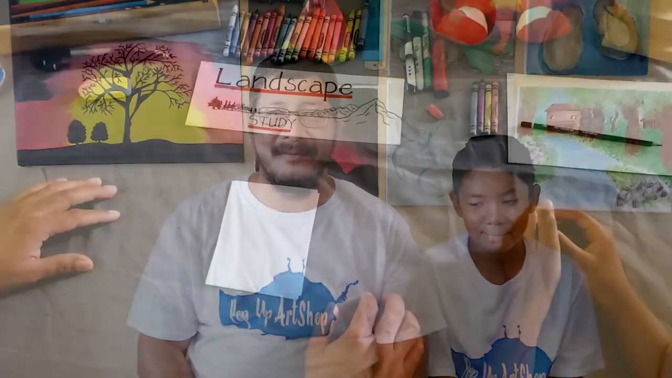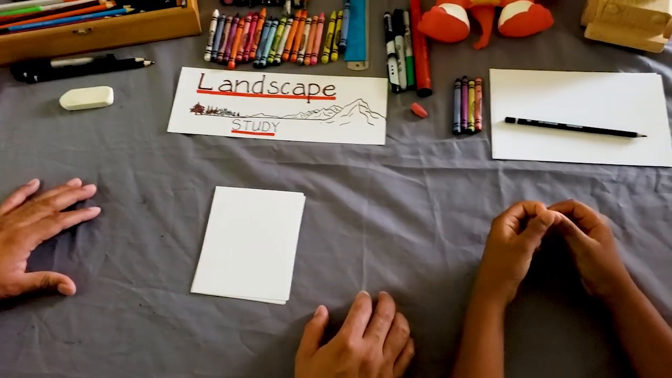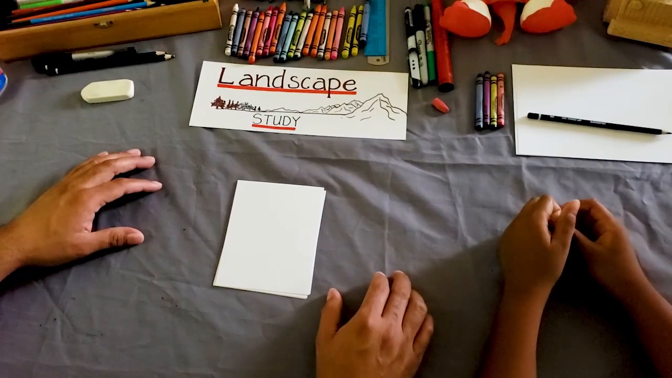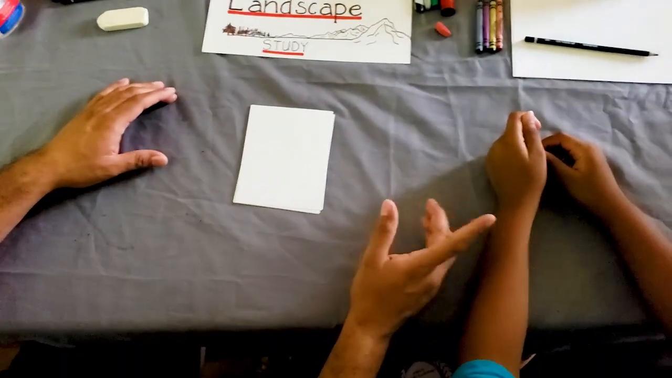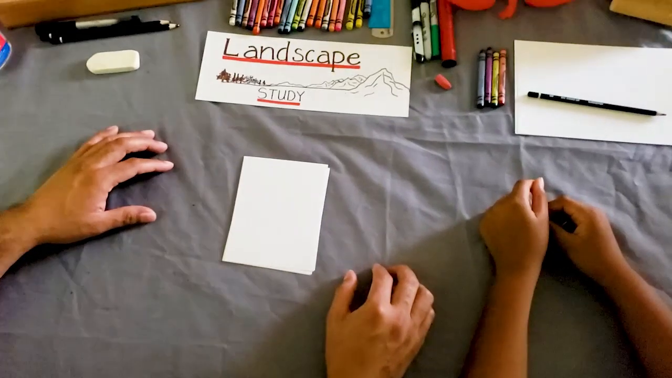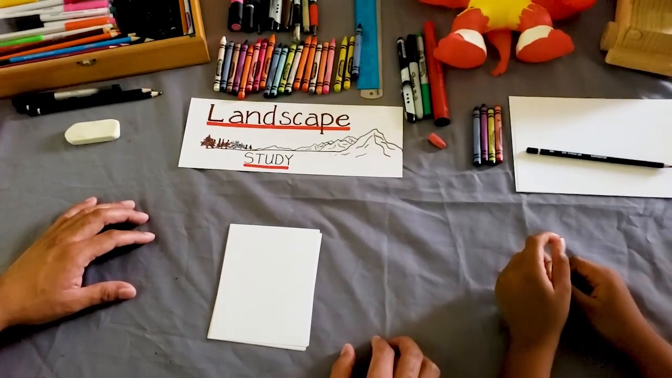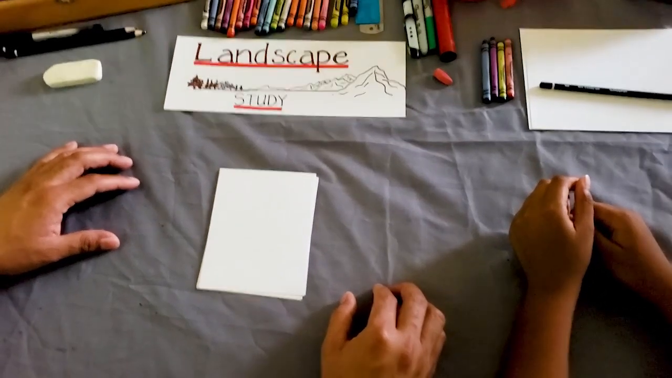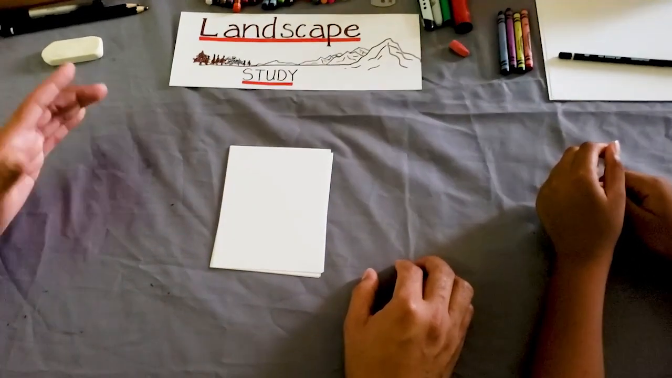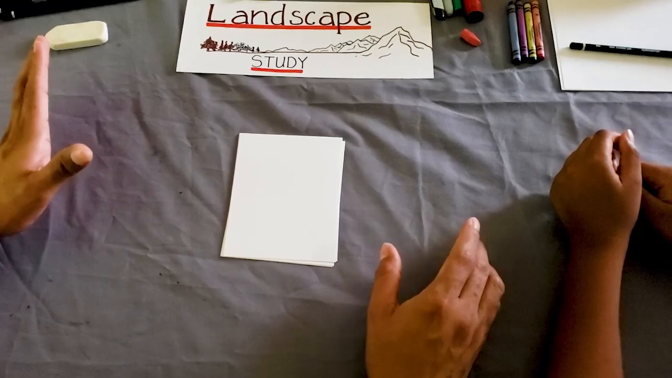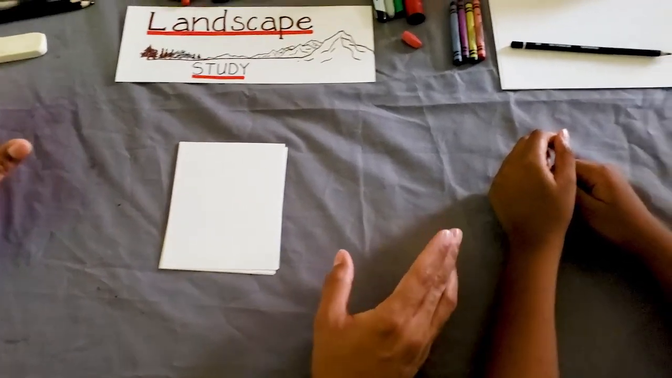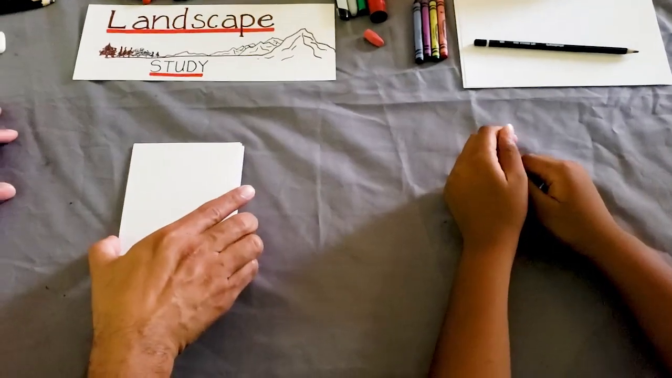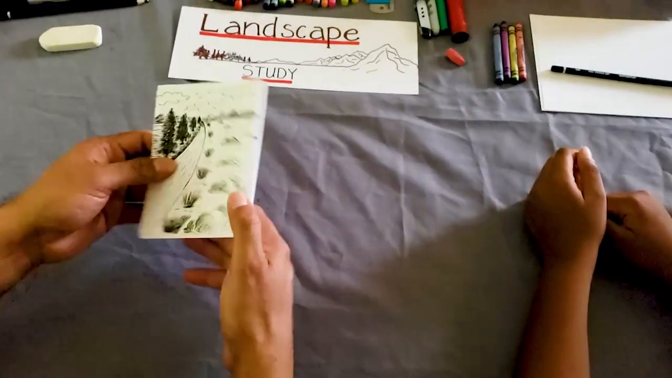Let's get started. Welcome back to another episode of Art Time with Kirkland Smith. Today we want to look at landscape study, or we're going to attempt to draw a landscape. You can draw the landscape using your pencils. Most people use pencil, but you can use pen, so it doesn't matter what you have around the house.